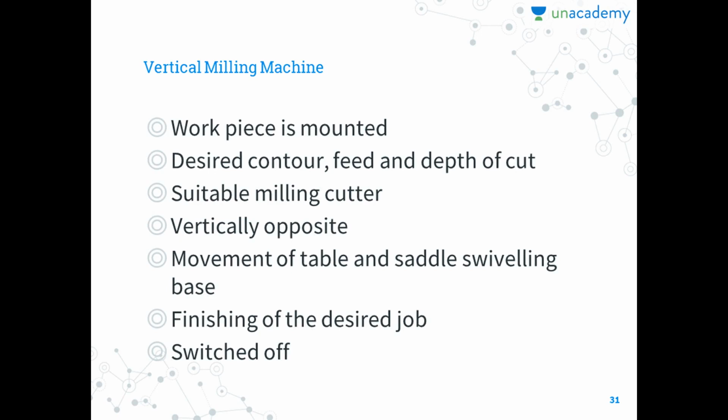The operation is similar to the horizontal milling machine. The workpiece is mounted on the table with the help of suitable fixtures. The desired contour, feed and depth for the job are noted down. A suitable milling cutter is used for the specified job and it is mounted to the spindle. Both the knee and cutter are moved vertically, opposite to each other, suitably such that the cutter touches the workpiece. The machine is then started by moving the table, the saddle and the swiveling base, the knee for the specified feed, angle and depth of cut. The desired job is finished. The machine can then be switched off.